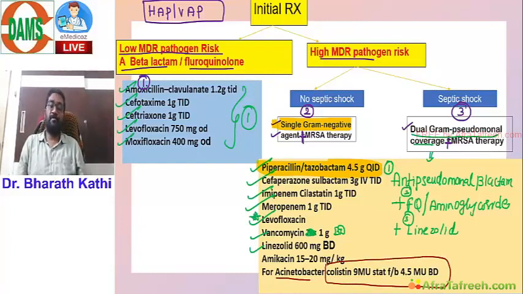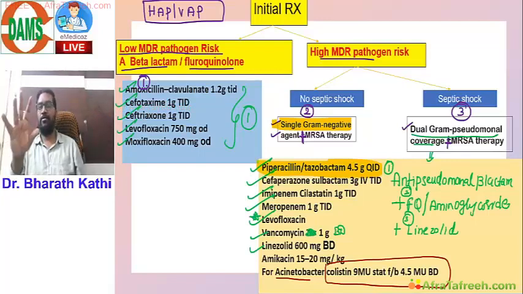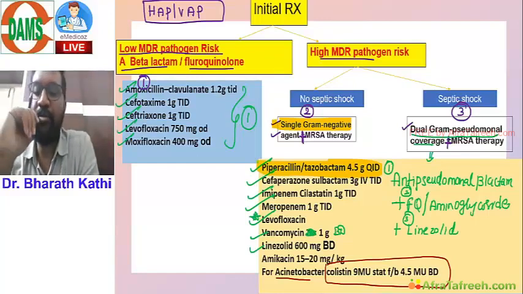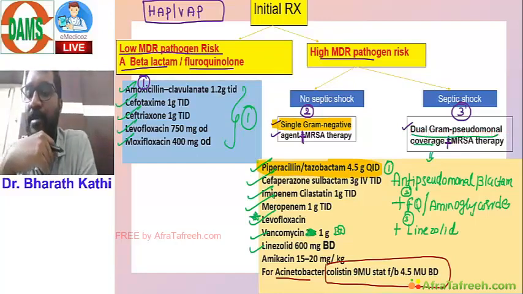So colistin dose, this is the standard dose. We have to give 9 million units stat followed by 4.5 million units BD. Because in India we are only getting 2 million units vials, what they do is give 4 vials of 2 million units, 8 million units stat and 2 million units TID. That dose is also practiced in many ICUs. But the standard dose is 9 million units stat followed by 4.5 million units BD.